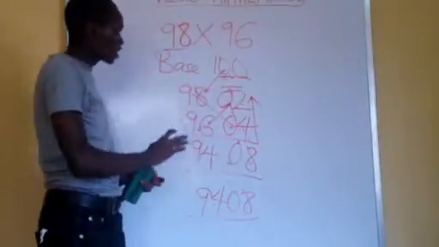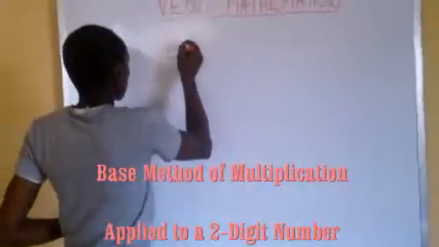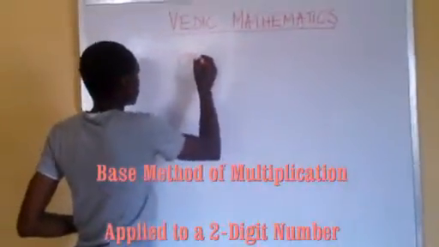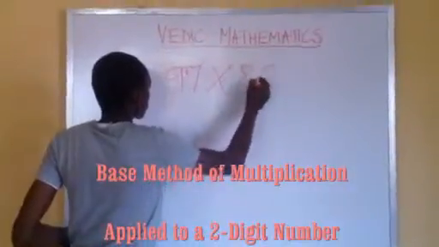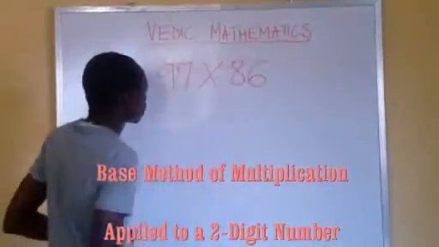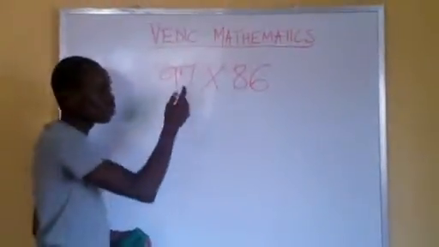We're going to look at another example right away. Let's look at 97 times 86. So our base is still base 100.